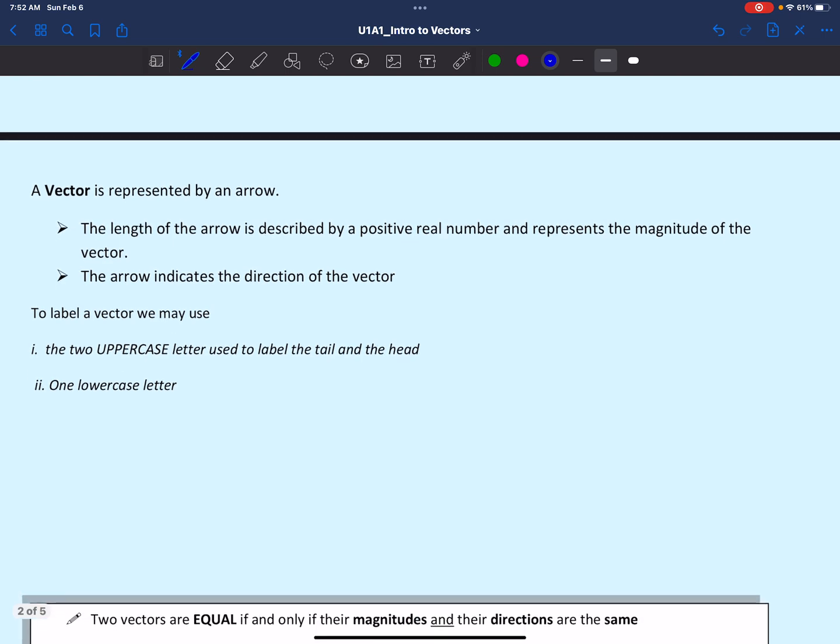Now, in the next part of the lesson, we're going to take a look at how to draw a vector and how to name it. So this is a line segment. It has two ends. One of the ends is what we call the tail. The other end is what we call the head. And in order to tell them apart, the head will have an arrow.